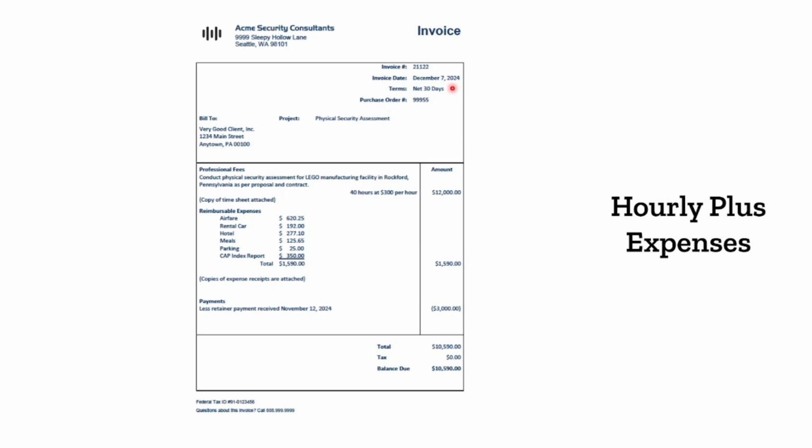Purchase order number. If you were issued a purchase order for the project, this would be the purchase order number that was assigned to you. It is very important that a correct purchase order number be entered. Otherwise, the invoice will very likely be rejected. Project name. This would be a short name that describes the project.